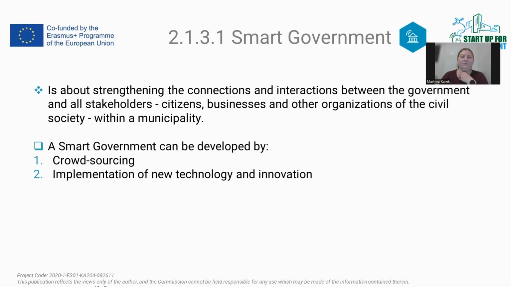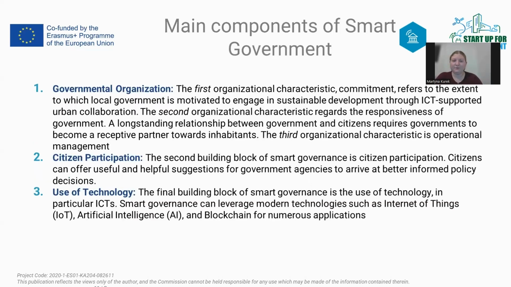To summarize what was said in the module on smart government, it is very important to connect and interact between the government and the citizens. It is giving and taking, but from both sides. We have a few components of the smart government. First, the government has to engage, commit, communicate and respond to the needs of the citizens in all the different stages.